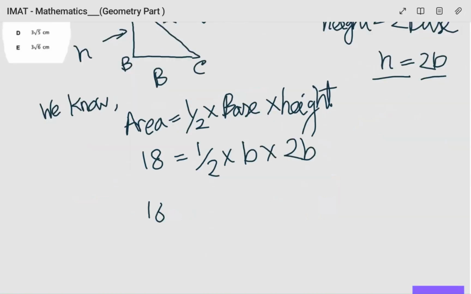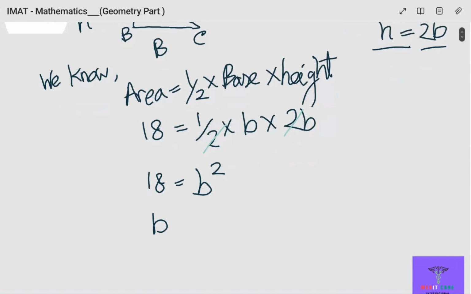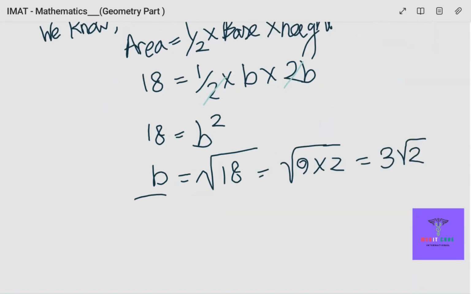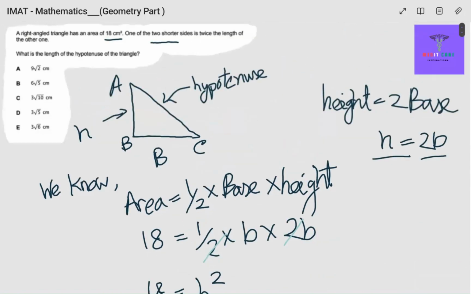Now 18 equals half into b into 2b. This 2 and 2 cross, and what we get here is b square. Now b square equal to 18. Now b would be root over 18, which is root over 9 into 2, and we get 3 root over 2. Now we got b, the base, which is BC.